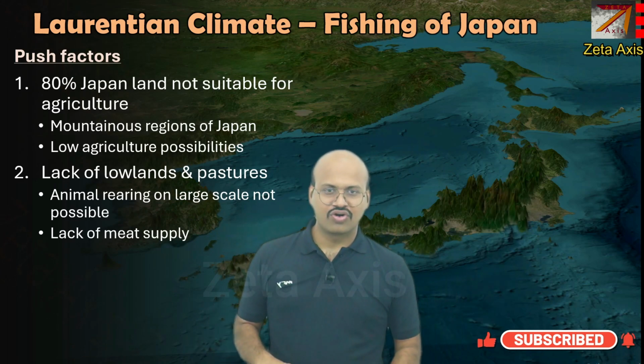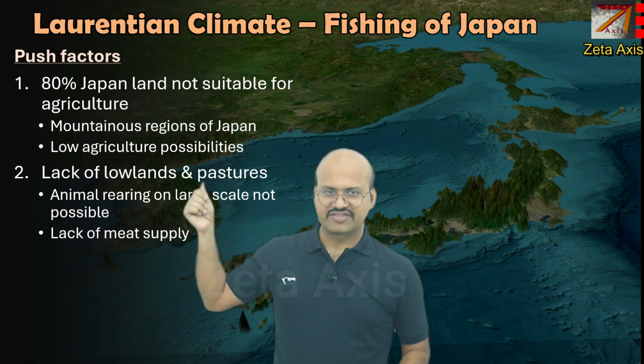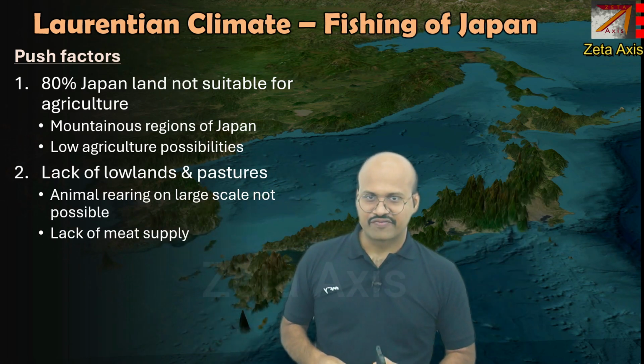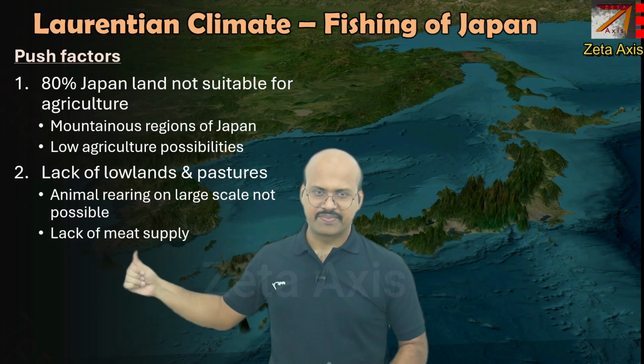Therefore, people do not have a good income or food source. There is also a lack of lowlands and pastures. Even this region does not have pastures, therefore animal rearing on a large scale is not possible, and there is a lack of meat supply.